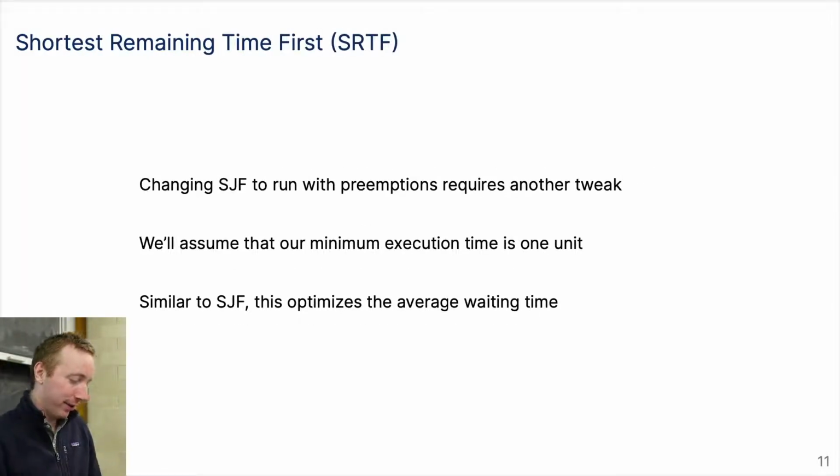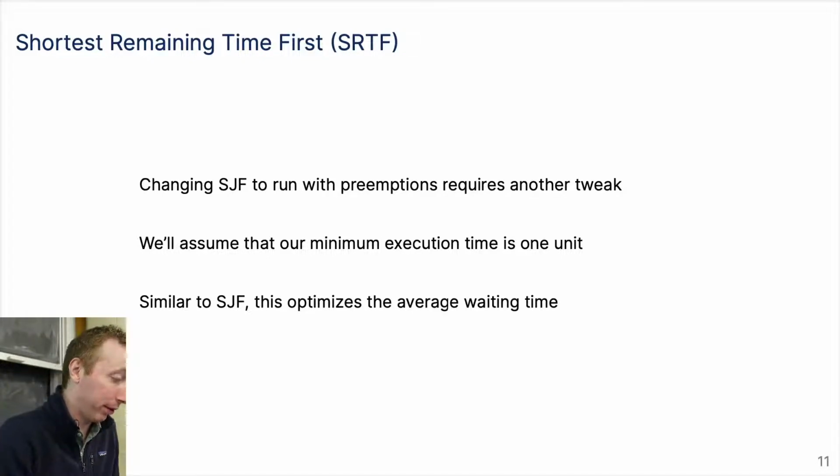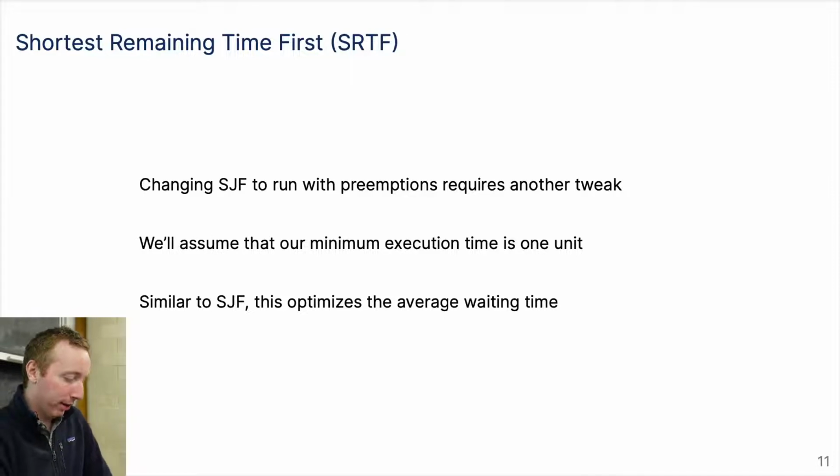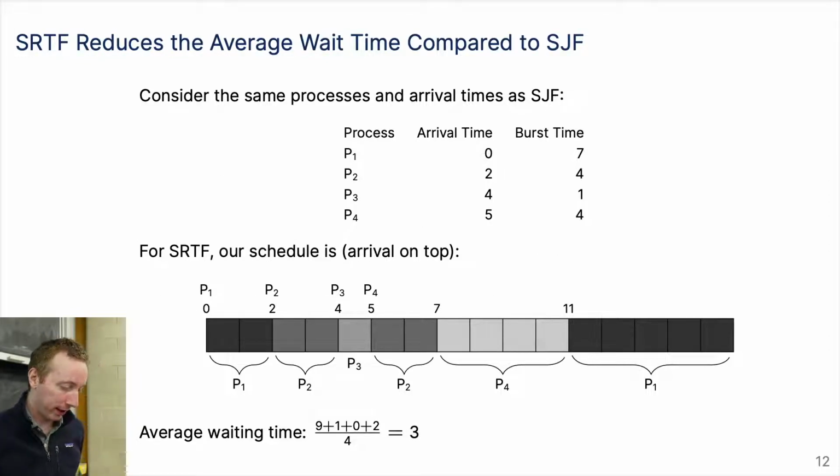All right, so we can tweak it. We've been talking about non-preemptible processes. Of course, we know our processes are preemptible. So we can tweak shortest job first to deal with preemptible processes, and we'll do something like shortest remaining time first. Again, we'll just assume the minimal execution time is 1 time unit. In this case, for preemptible processes, shortest remaining time first is provably optimal to minimize the average waiting time. So let's see what that tweak is.